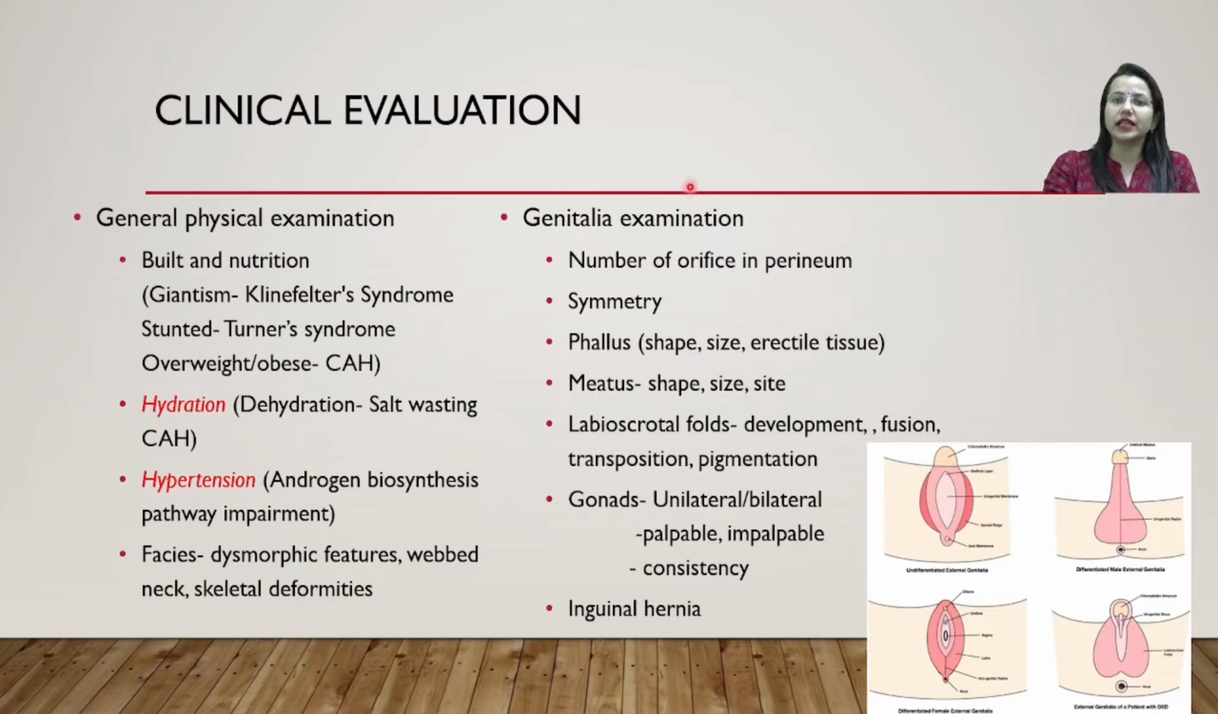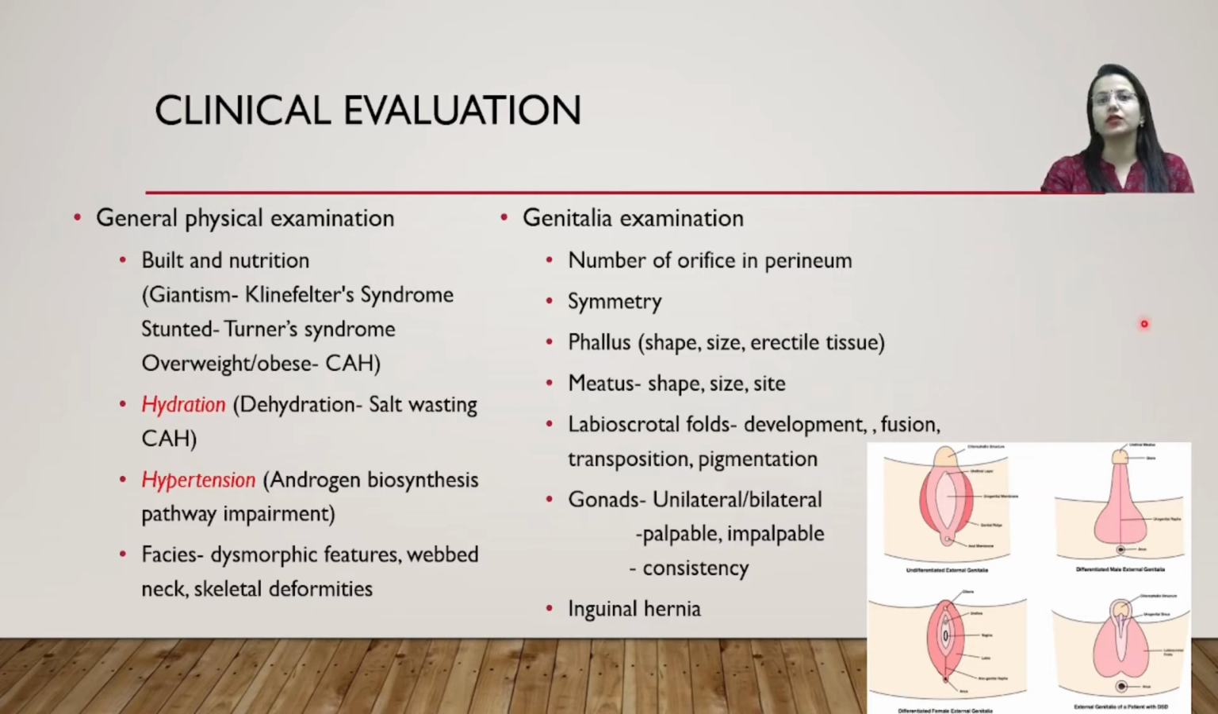While examining the genitalia, it should be noted how many orifices there are in the perineum, whether the genitalia is symmetrical or not, and what the shape, size and erectile tissue in the phallus are. Phallus is the term usually used to define the genitalia of the fetus. So in the newborn, if one is confused whether it is a penis, micropenis or a clitoris, then it's safer to use the term phallus.